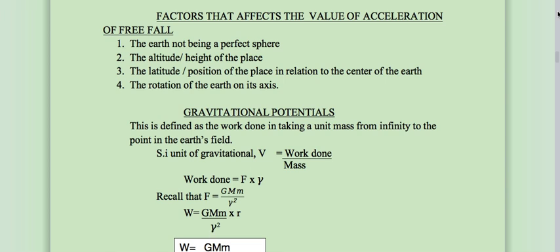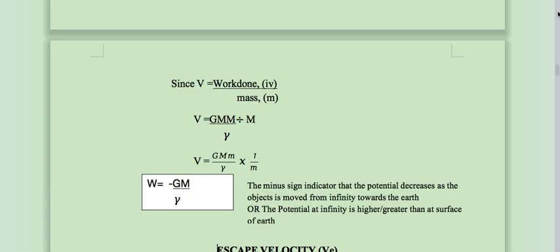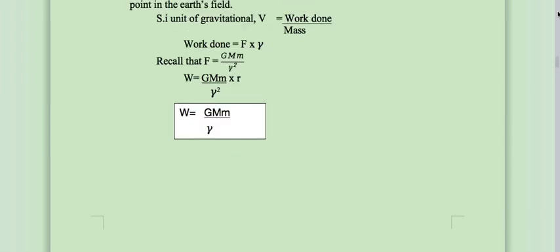What is work done? We want to derive that potential in relationship to what we have been discussing. Now, if you look at the mathematical form of it, you notice that the work done in respect to gravitation is gravitational force times the distance. What is distance? R. We're using distance R.